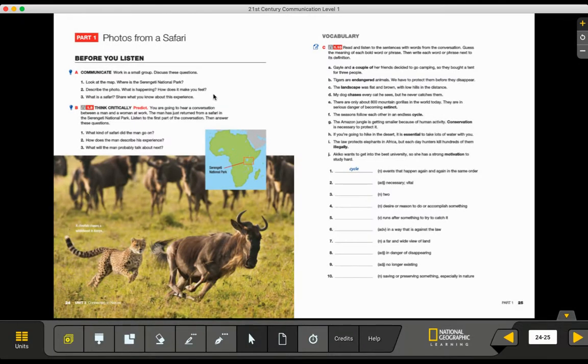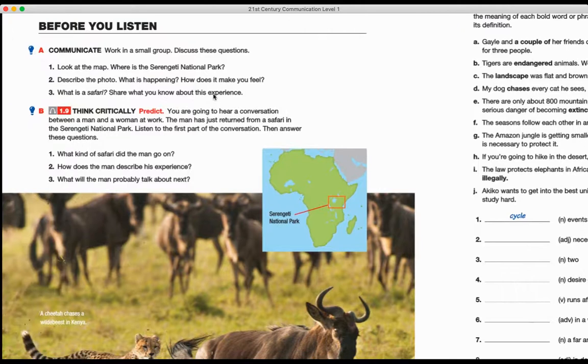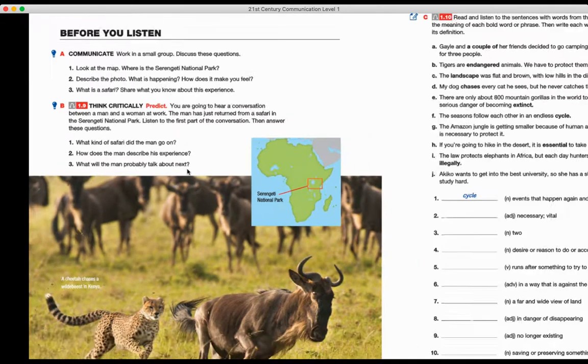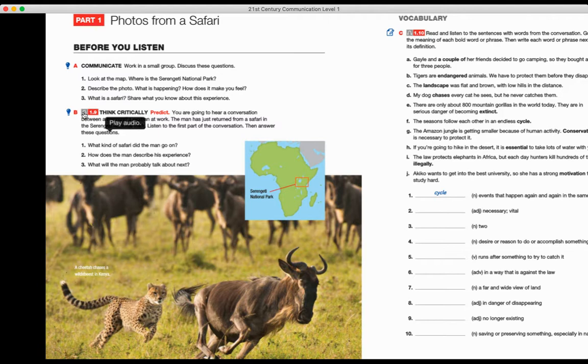Now, for numbers 1, 2, and 3, let's answer these questions. Number 1, what kind of safari did the man go on? Number 2, how does the man describe his experience? And number 3, what will the man probably talk about next? Listen again to the man's discussion with the woman, and then answer 1, 2, and 3. Type your answers and submit them as homework. Be sure to write sentences as good as you can. Good luck.